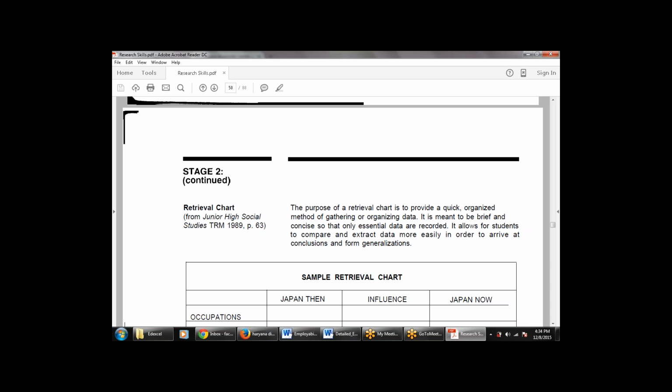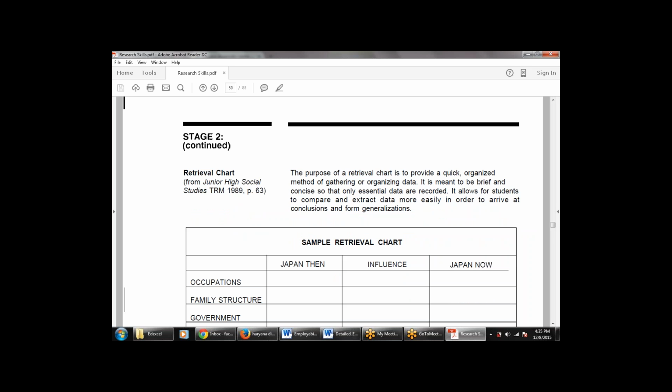So this is also a chart that provides a quick, organized method of gathering and organizing information in a table, and it is meant to be brief and concise. So whatever information is carried out with the help of the retrieval chart must be brief and concise, so that the essential data are recorded. And it also allows you to conduct an interview, or to conduct a child with their capacities. This is one of the examples.